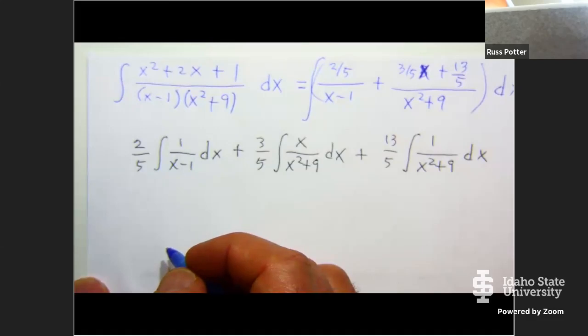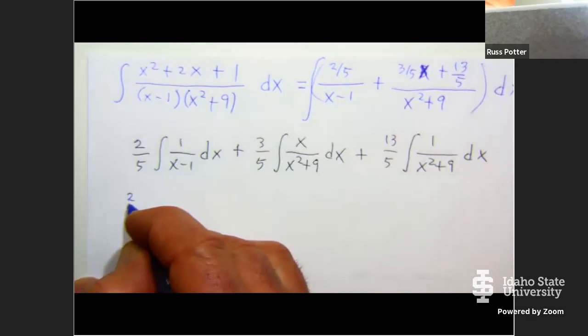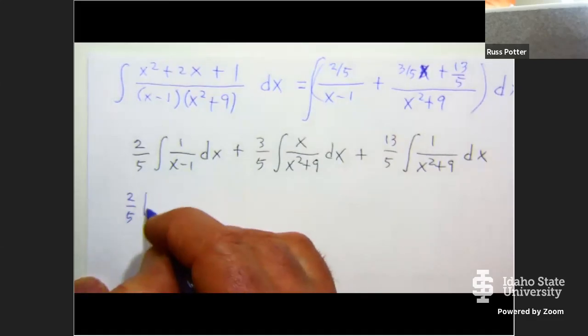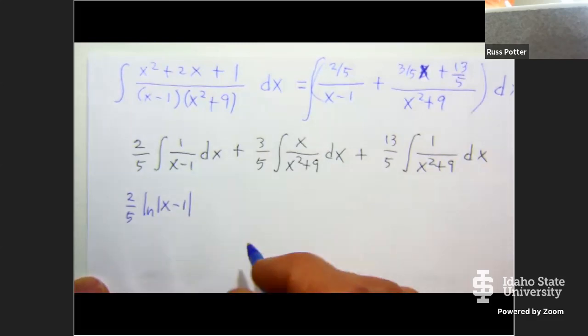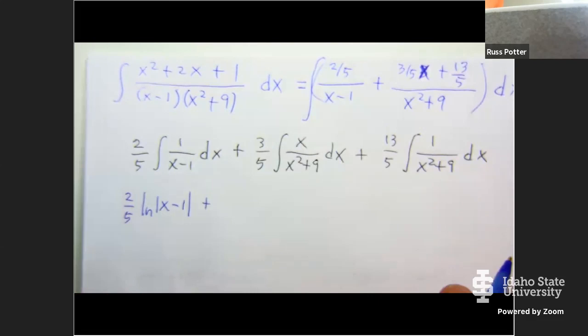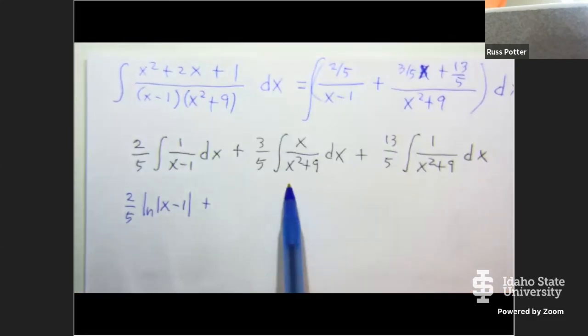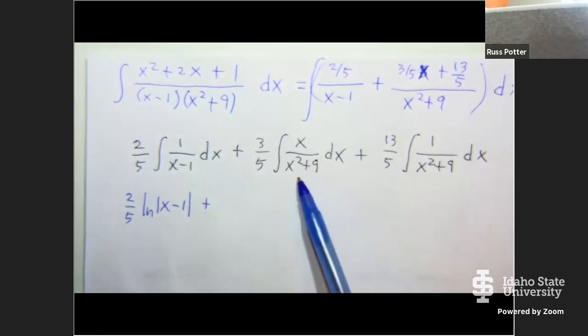Natural log of x minus 1, right? So this is just 2/5 times the natural log of the absolute value of x minus 1. For the middle integral, we can use the substitution rule. So think of u as x squared plus 9, and du is 2x dx.